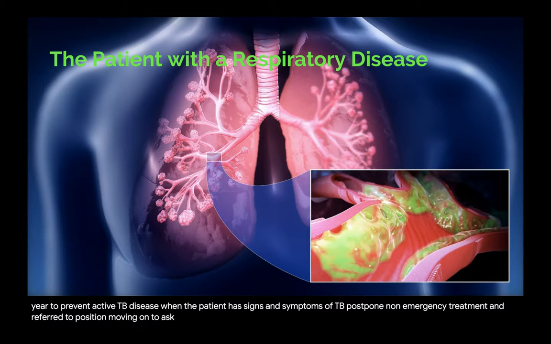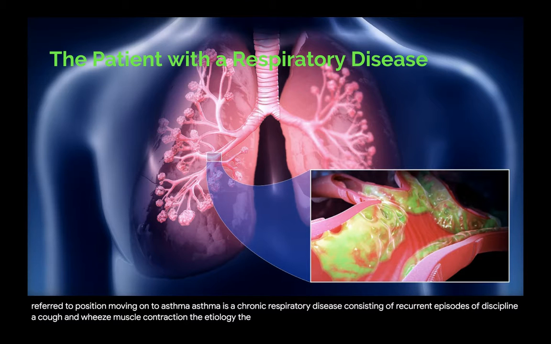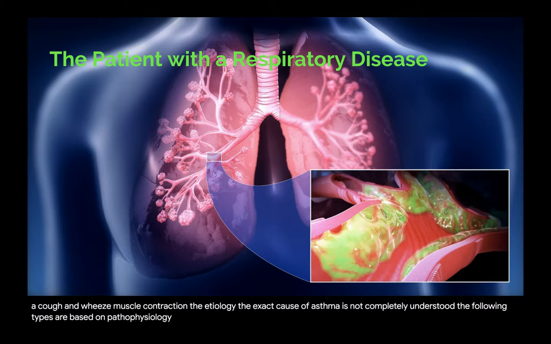Moving on to asthma. Asthma is a chronic respiratory disease consisting of recurrent episodes of dyspnea, cough, and wheezing, leading to bronchial inflammation and muscle contraction. The etiology: the exact cause of asthma is not completely understood. The following types are based on pathophysiology.